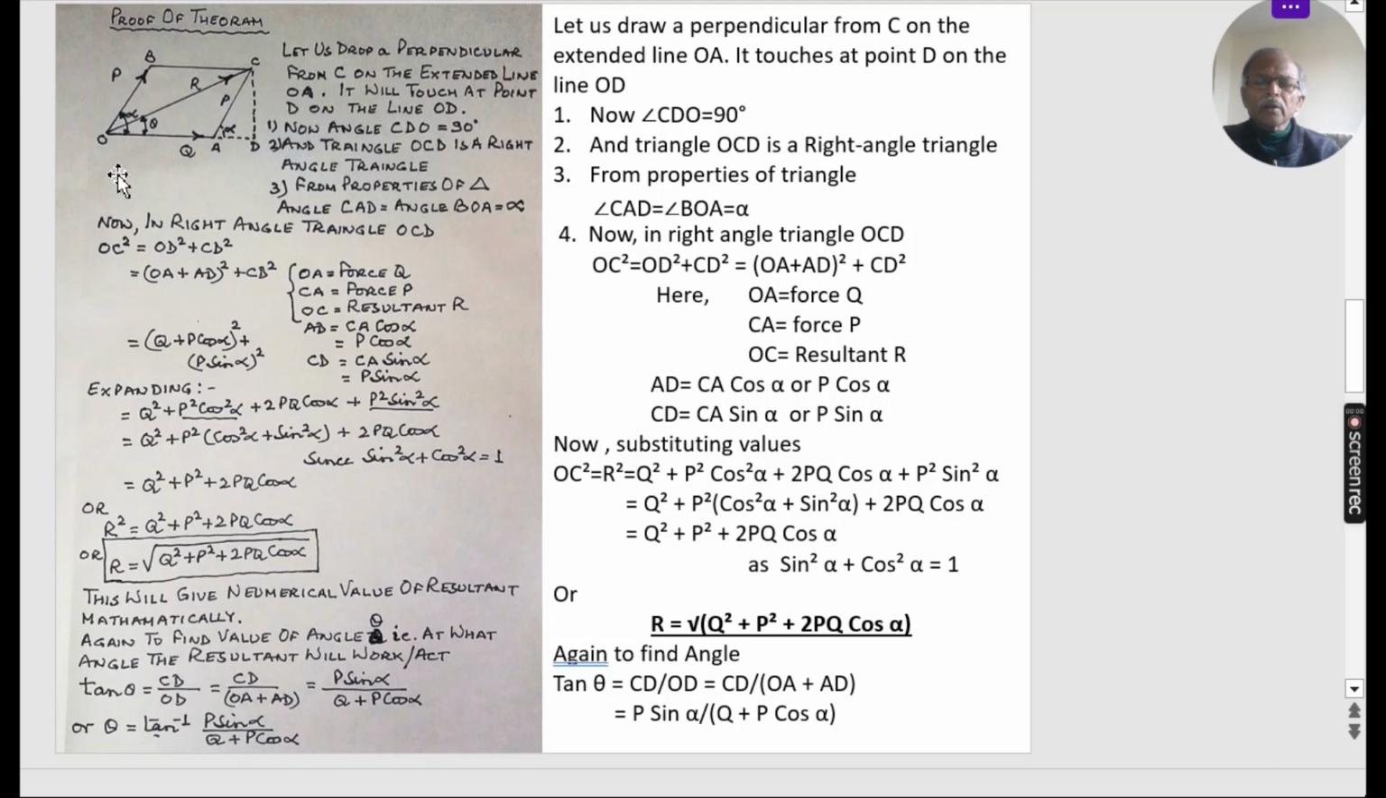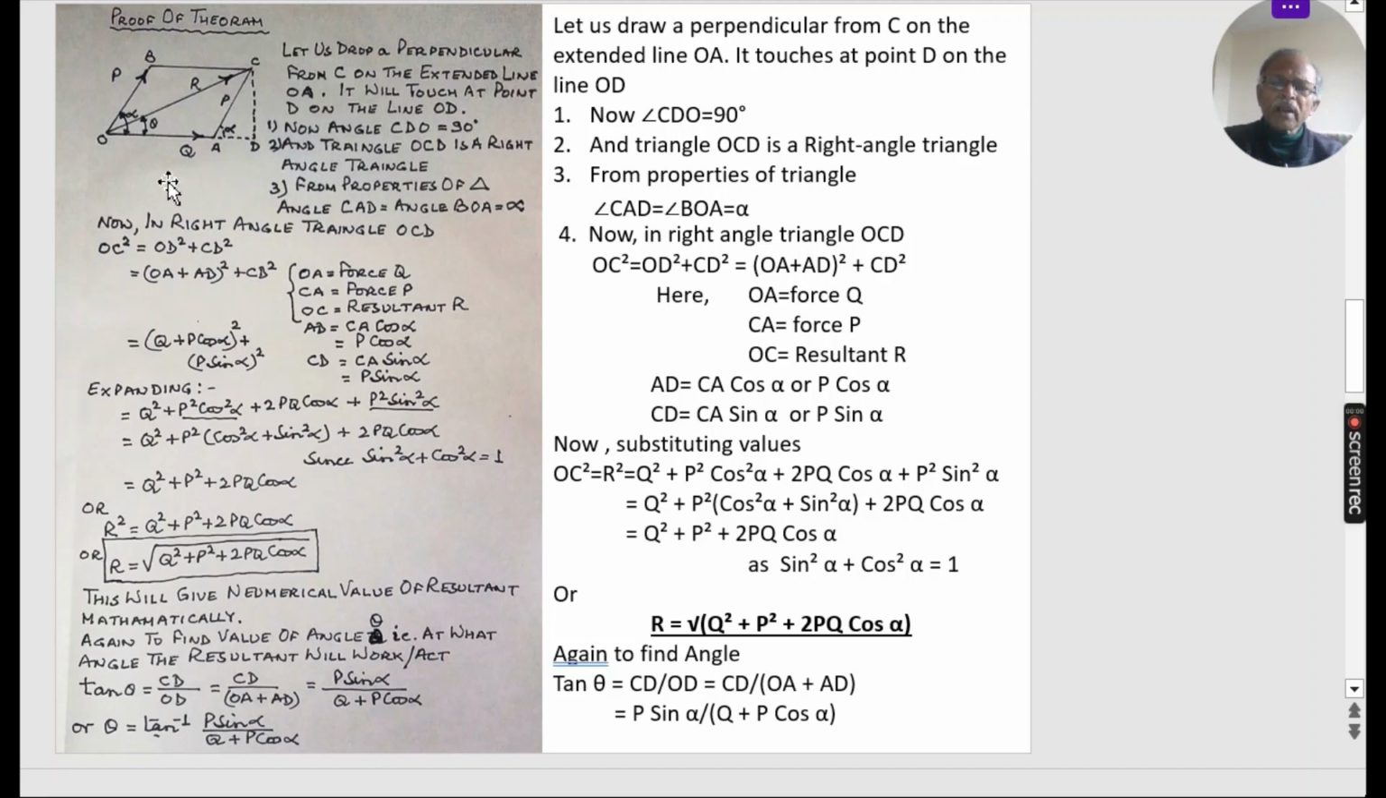Okay. Now, in the right angle triangle, from properties of triangle, we know that OC square, that is hypotenuse square, is equal to sum of square of the perpendicular and square of the base. Okay. So we will be using this property later. Now before that, one more thing.